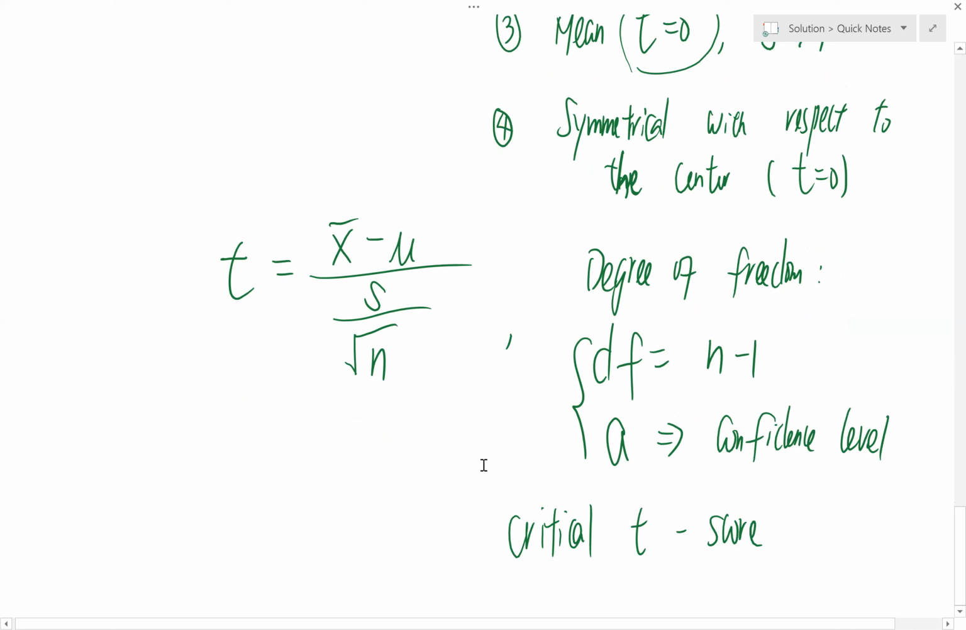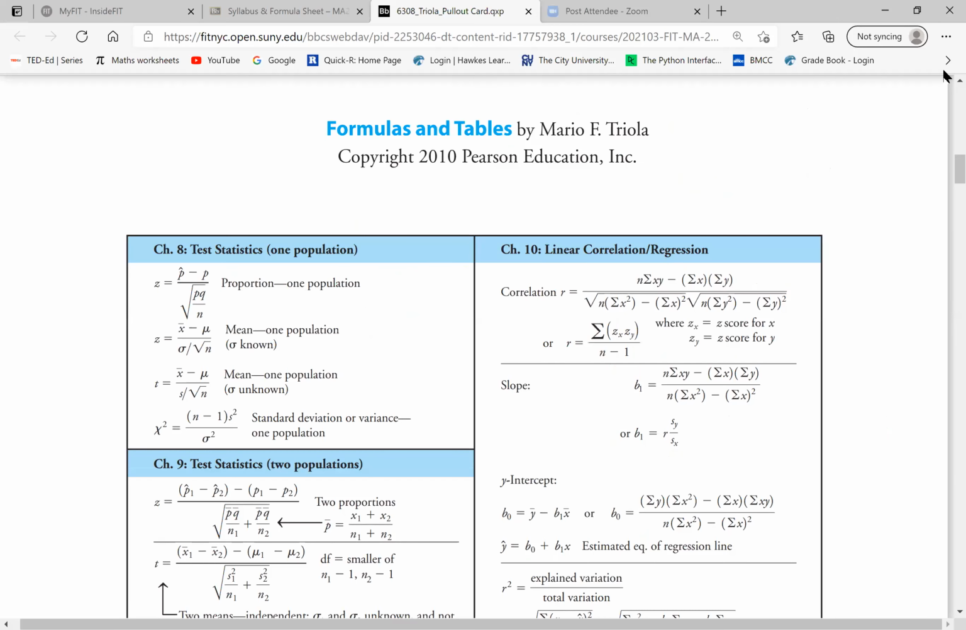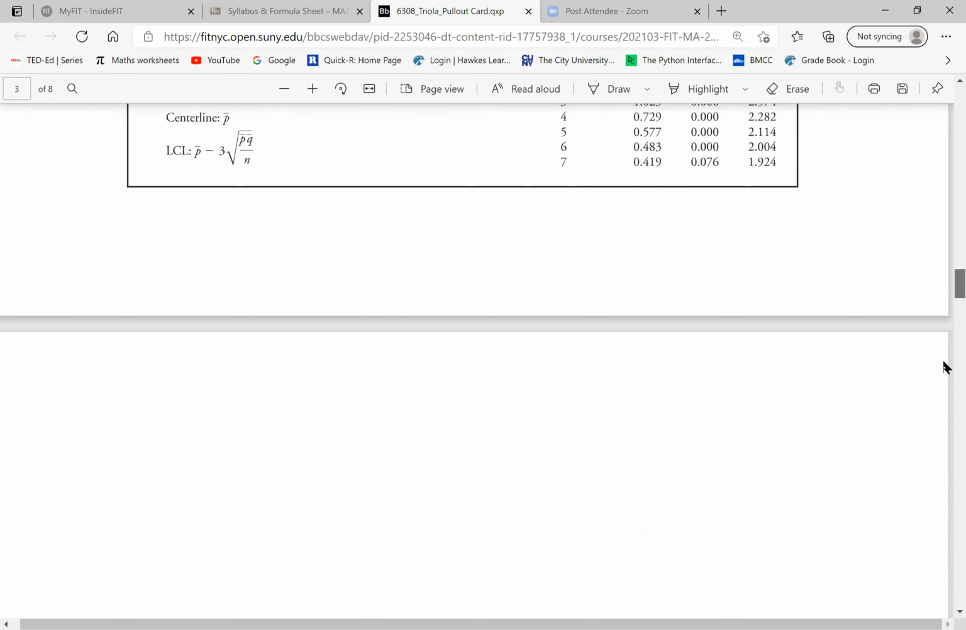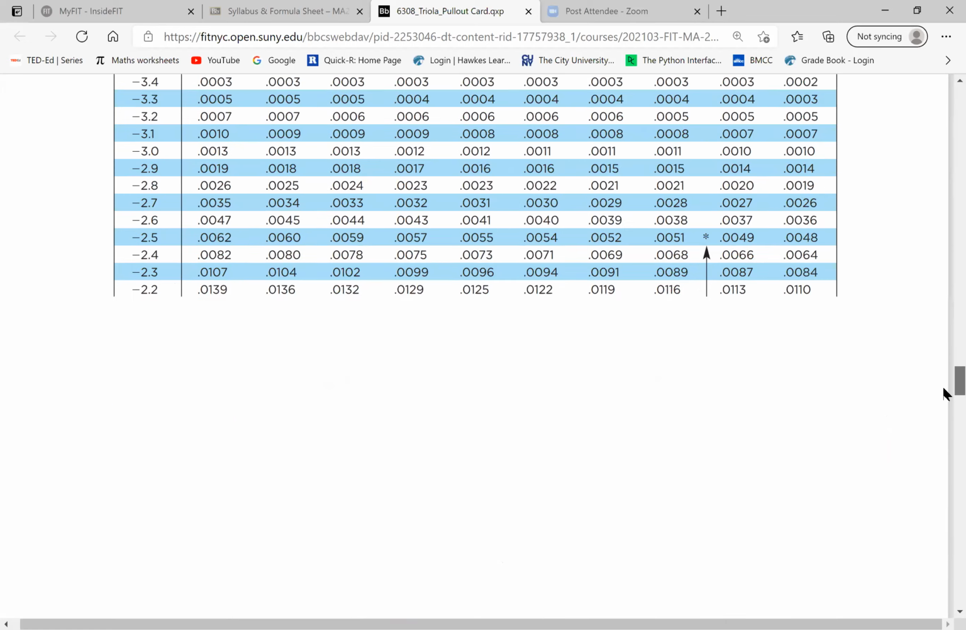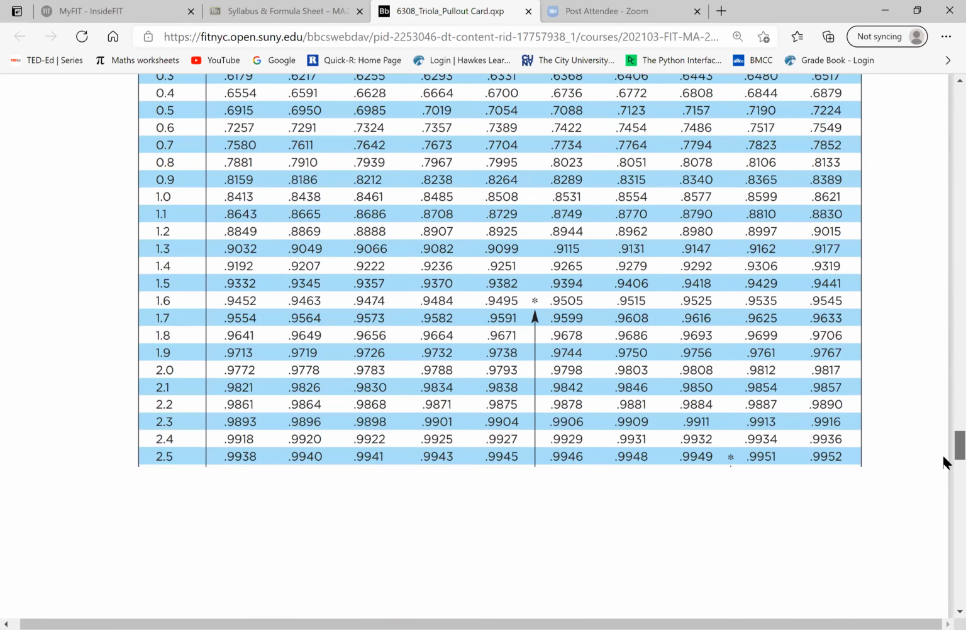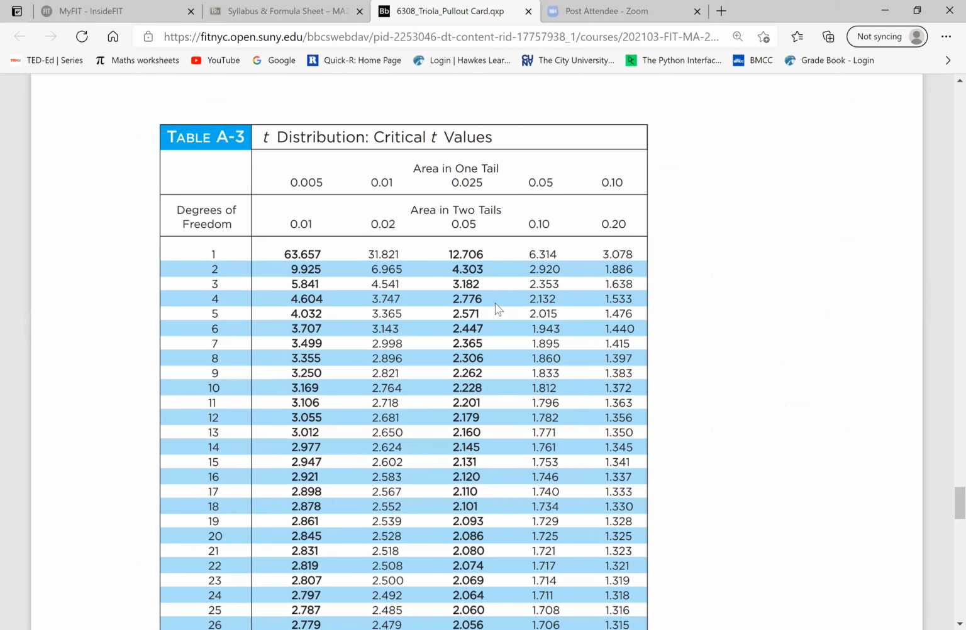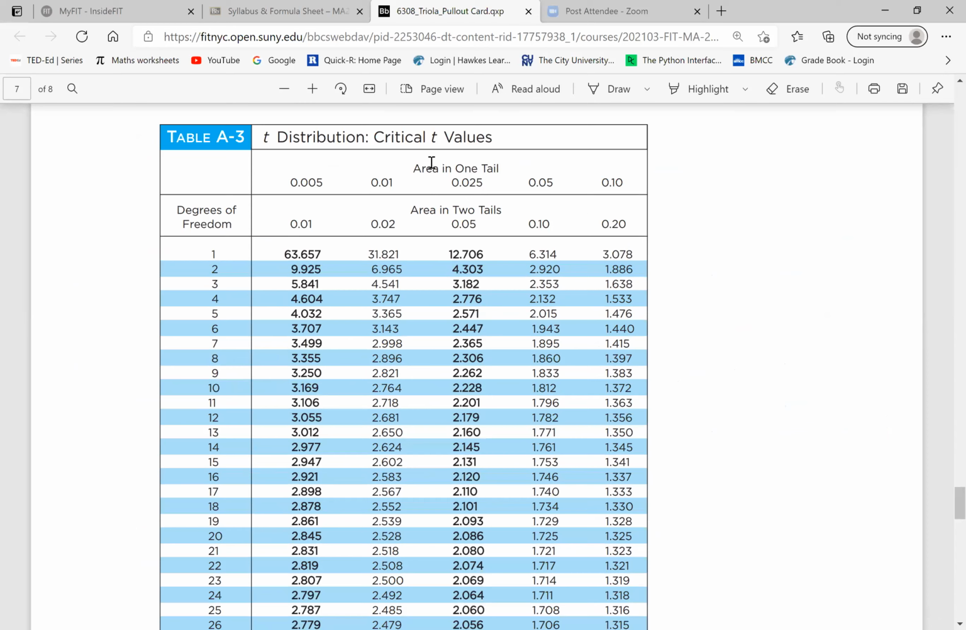Okay, and I'm also going to show you the table where you go by. So use table A3 here. It's not A2, it's A3. It's the table underneath table A2, but it works slightly differently. In this table, we need two things: area in two tails, meaning alpha, and area in one tail. This is what they go by, alpha. So use alpha on the top column and degree of freedom on the very left column.